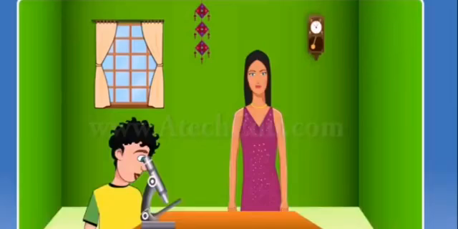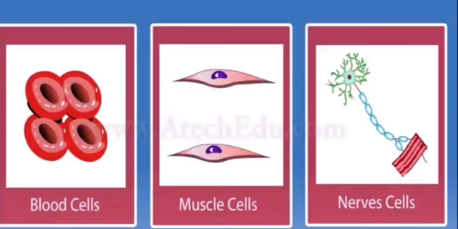Students, look at the screen. What do you see? Here, one student is observing the slide on the microscope. Yes, students. Can you observe through the microscope the shape of the cell? Then tell me, Nana, what about the shape of these cells? Yeah, different cells have different shapes. Observe on the screen. Blood cells, muscle cells and nerve cells of human beings have specific shapes, isn't it?